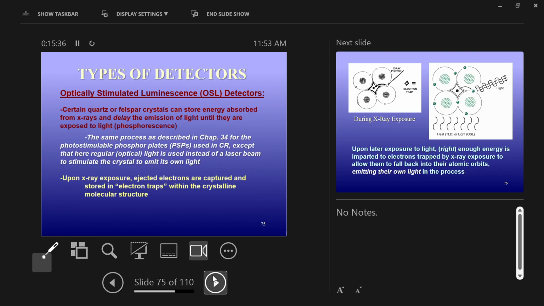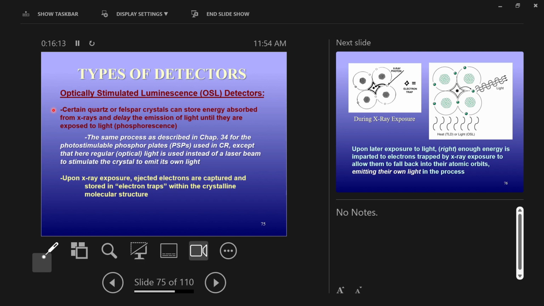The next type of detector are called OSL detectors. Optically stimulated luminescence detectors. These are one of the options for dosimetry badges. These are kind of like, if you remember from the previous digital module about the CR cassettes that had a photostimulable phosphor. When X-rays strike them, it stores the X-ray energy until you take the cassette to the processor, right? It's the same idea here, okay?